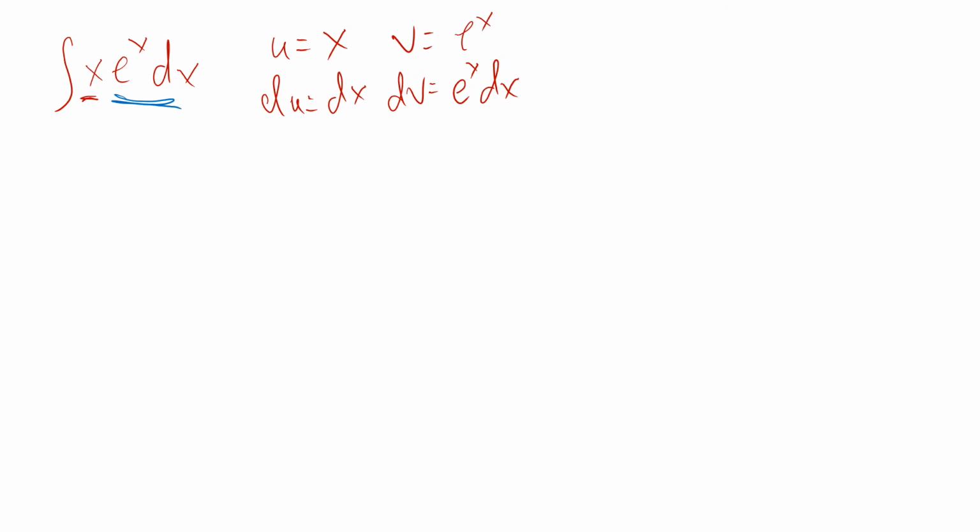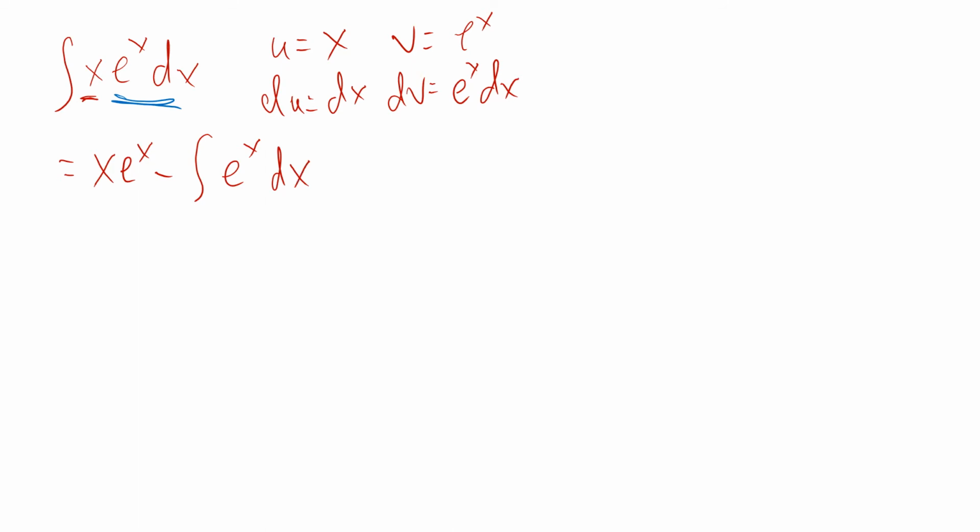There will be a plus c in here, but I wouldn't throw it in yet. Put it at the end of the answer. Don't worry about it in the u's and the v's. So now, if you remember, the equation is going to be u times v. That'll be x e to the x minus the antiderivative of v du. That's e to the x dx.